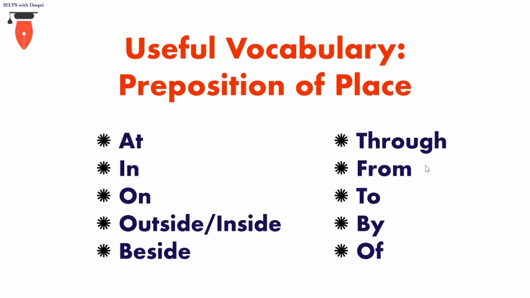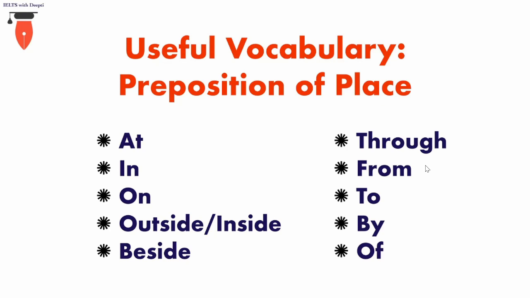Then you can also say that a railway track runs from north to south in the middle of the city. So here, from to, or you can also say it runs through the city. The railway track runs through the city. So these are different ways in which you can use these prepositions.